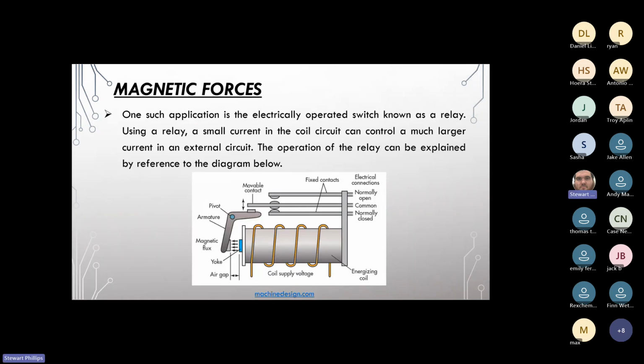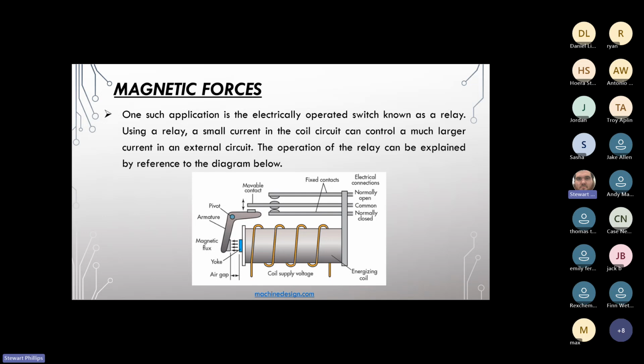Cool. So magnetic forces. One such application is the electrically operated switch known as a relay. Using a relay, a small current in the coil circuit can control a much larger current in an external circuit. The operation of the relay can be explained by reference to the diagram below. So here we've got fixed contacts, which have a common, a normally open and a normally closed. And you have an armature on a pivot point that pushes up on the movable contact.